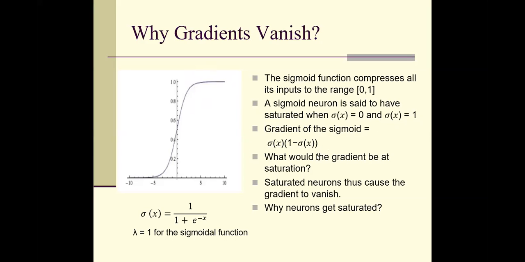Similarly, if you consider the other extreme, if your sigma x is 1, what is the gradient value? Type your answer in the chat box. If sigma x is 1, what is the gradient of the sigmoidal function? Substitute 1 in this equation. If you substitute sigma x as 1, you get the term 1 minus 1, which is 0, multiplied by 1. Ultimately, you get 0 value for the gradient.